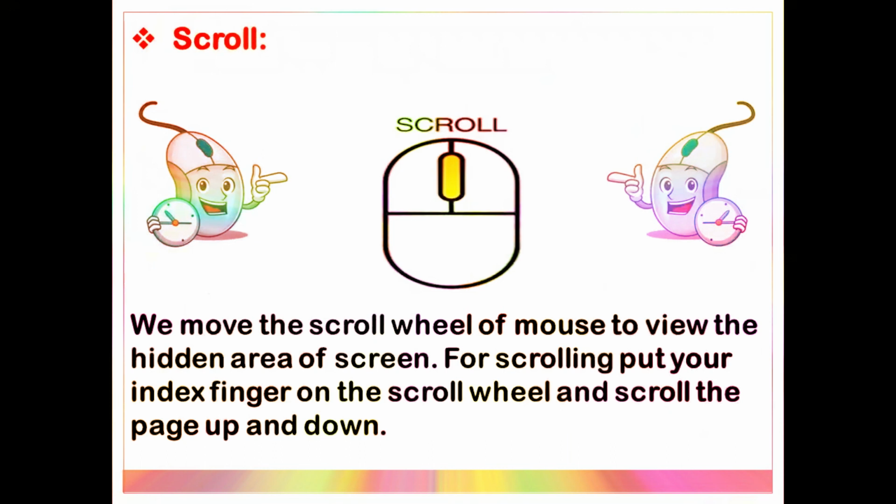Scrolling. Scrolling is again related. If we are in a Word document, or a particular PowerPoint presentation, and we scroll, that means we are moving from one page to another. Scrolling means moving vertically from one page to another. That's what the scroll wheel is mainly used for, and we use the index finger for doing the same.